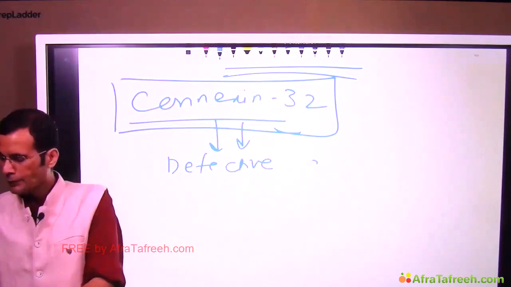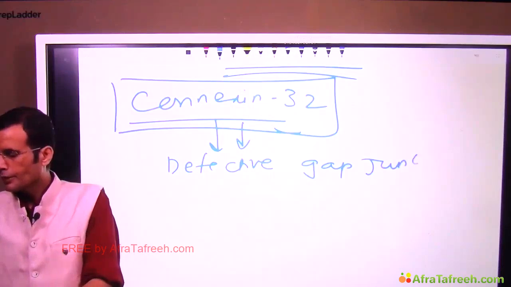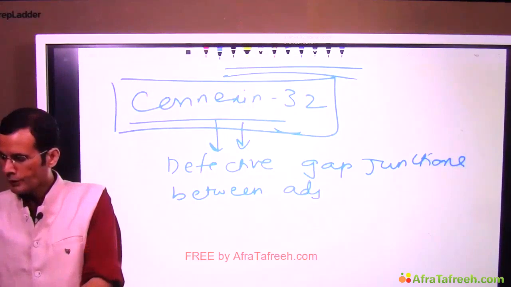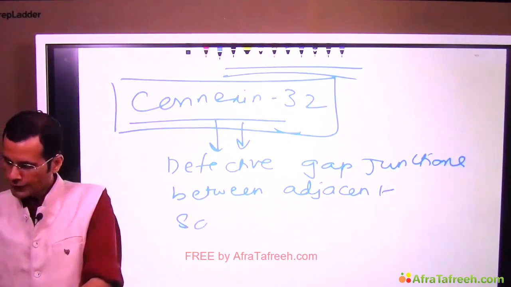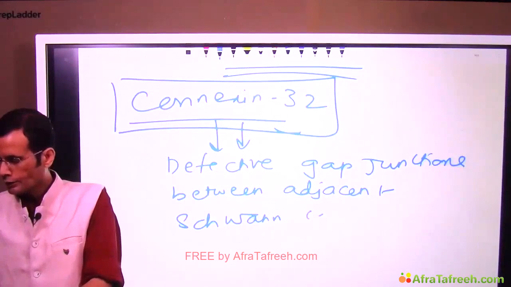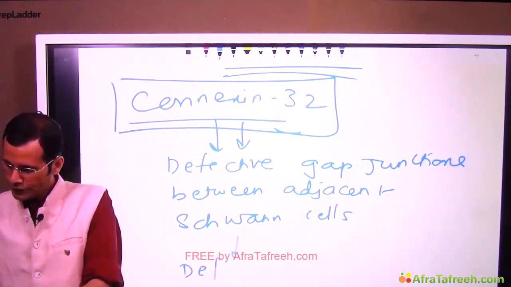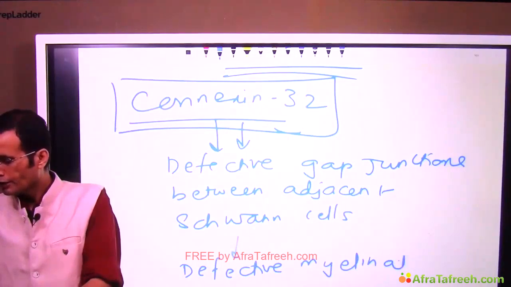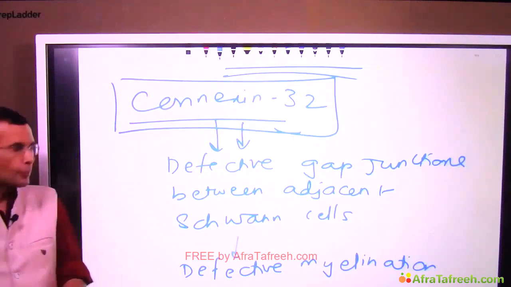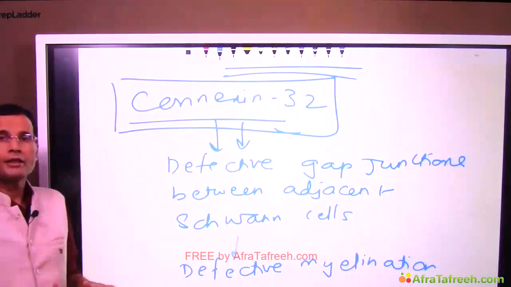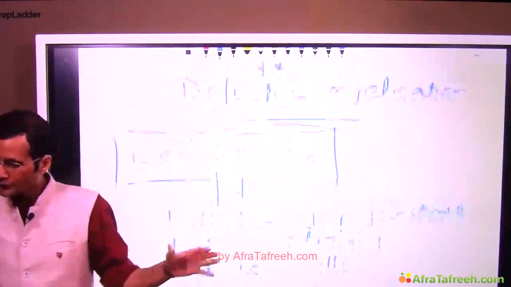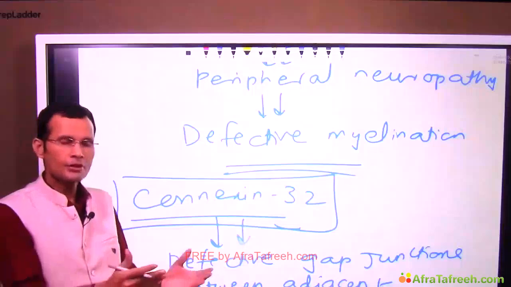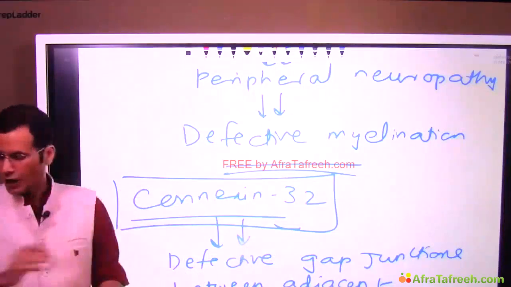Defective gap junctions between adjacent Schwann cells, and because of that there will be a defective myelination. Defective myelination in the peripheral nerves, peripheral neurons or peripheral nerve fibers, resulting in the peripheral neuropathy. There will be difficult conduction of impulses through the peripheral nerve because myelin is defective. So that's Charcot-Marie-Tooth disease.